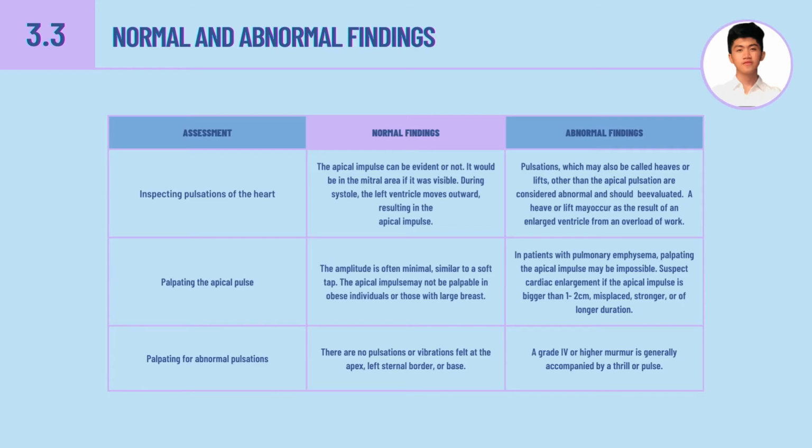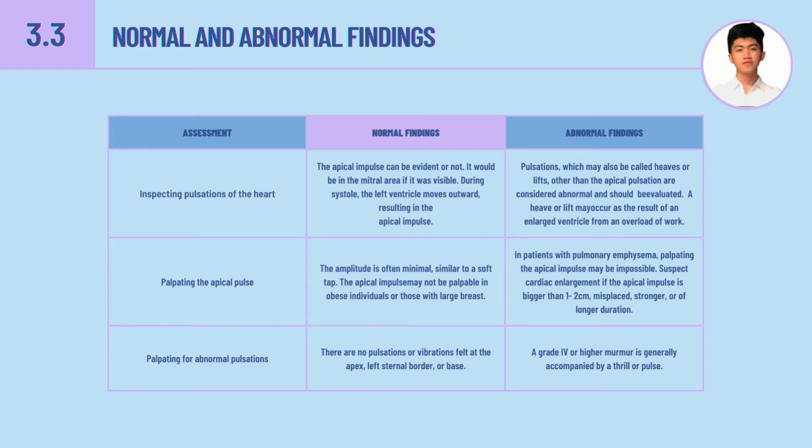In inspecting pulsations of the heart, the normal finding is that the apical impulse can be evident or not. It would be in the mitral area if it was visible. During systole, the left ventricle moves outward, resulting in the apical impulse. In the abnormal findings, pulsations, which may also be called heaves or lifts, other than the apical pulsation are considered abnormal and should be evaluated. A heave or lift may occur as the result of an enlarged ventricle from an overload of work.